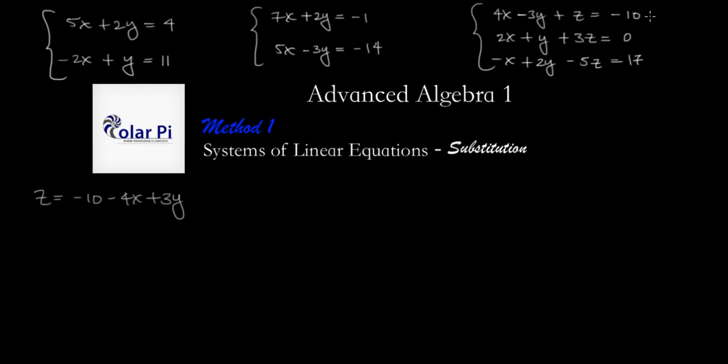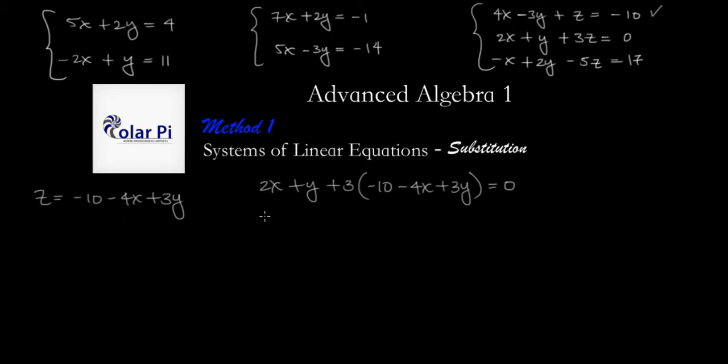So notice that we've used the first equation to isolate z, so we can't substitute back in there. So we have to substitute in the other two. And what we're substituting for is z. So we've got 2x plus y, and then plus 3 times z, which is -10 minus 4x plus 3y, equals 0. Right? That's the second equation with z substituted with what it equals, namely this stuff.